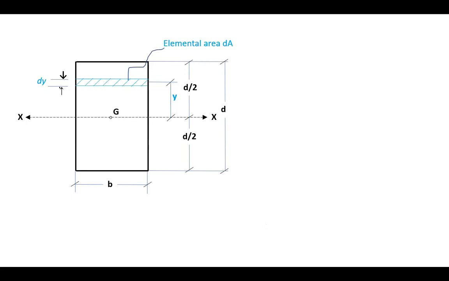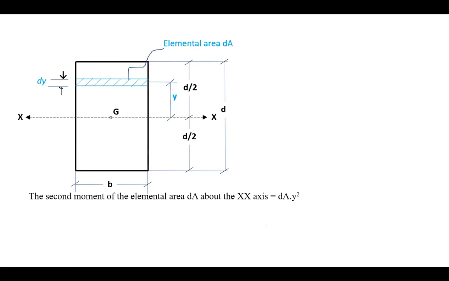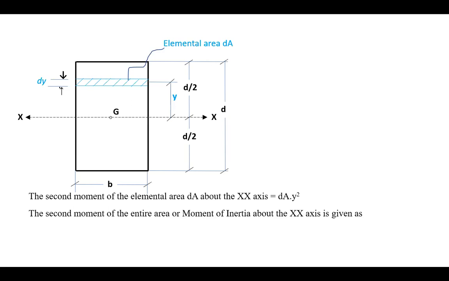So the previous result, dA into y square, is the moment of inertia, or second moment of area, of the small elemental area. If you want to get the complete moment of inertia, we need to do the integration. So Ixx is equal to the integration from minus d by 2 to plus d by 2 of y square into dA. The same expression has to be considered within the integration.